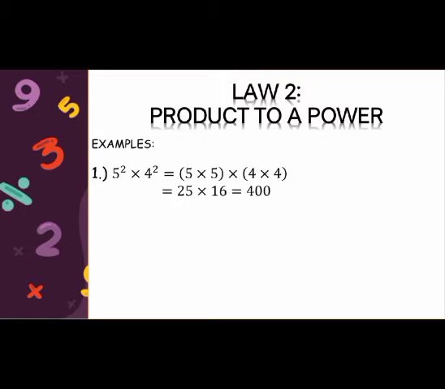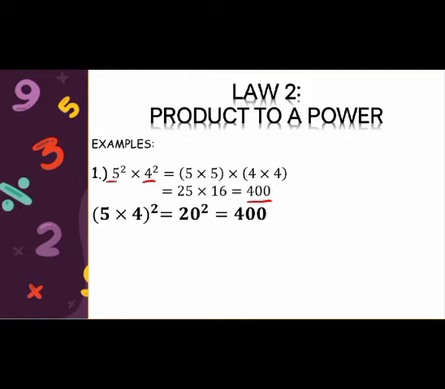So for example, 5 squared times 4 squared. So 5 and 4 are the bases. As you can see, they are different. So we're going to multiply 5 by itself 2 times and 4 by itself 2 times. So we have 5 times 5 times 4 times 4. So 5 times 5 is equal to 25 and 4 times 4 is equal to 16. So when we get the product of 25 times 16, we have 400.